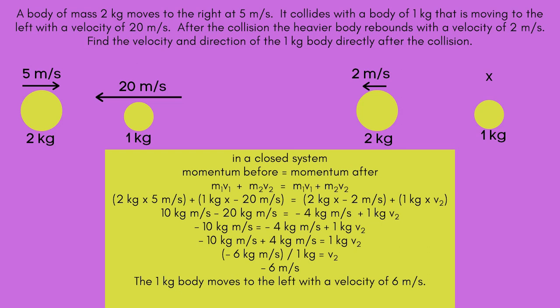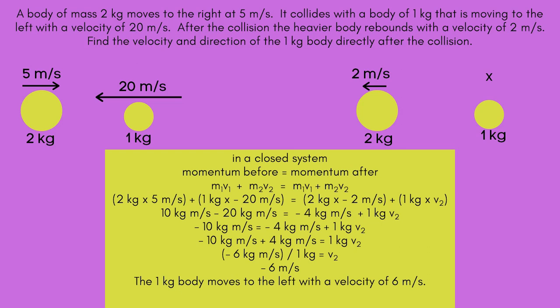Now, picking a mass first means you have to match up that mass with its velocity. In this case, 2 kilograms times 5 meters per second plus 1 kilogram times negative 20 meters per second will be equal to 2 kilograms times negative 2 meters per second plus 1 kilogram times v2. We would like to find the velocity of the smaller object.